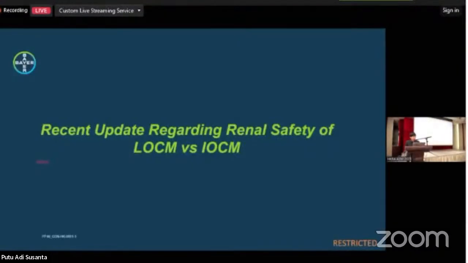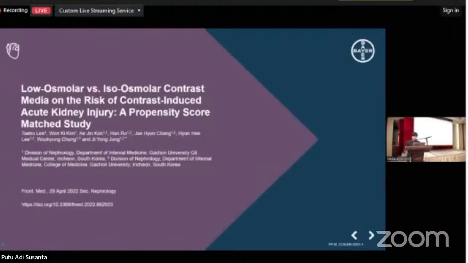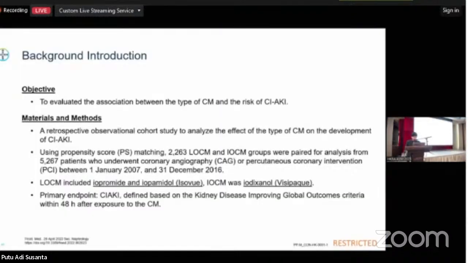And finally, I would like to share a recent update on this topic regarding the renal safety of low osmolar contrast media versus iso-osmolar contrast media. It is a propensity score study from Korea in 2022 comparing the contrast-induced acute kidney injury risk between these two types of contrast. The authors enrolled patients receiving coronary angiography and PCI. The low osmolar contrast agents used were iopromide and iopamidol, and for the iso-osmolar contrast agent, the contrast media was iodixanol. The primary endpoint is contrast-induced acute kidney injury.